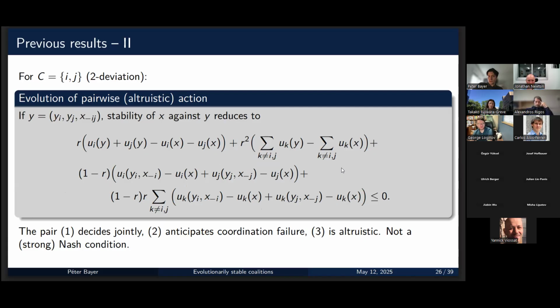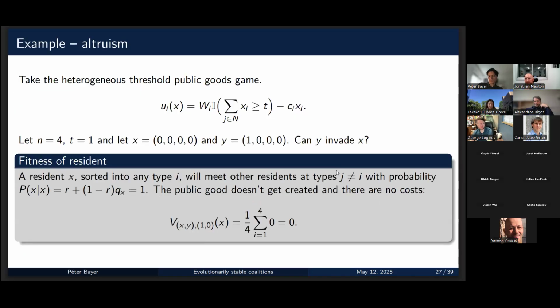Okay, should I do the example? And then we will go back to the monster to see what happens. Yes, I think.